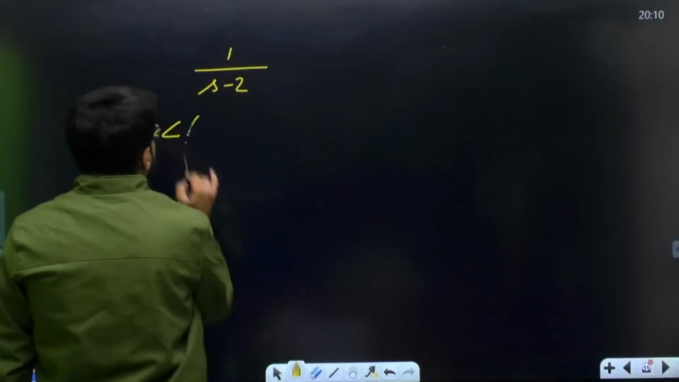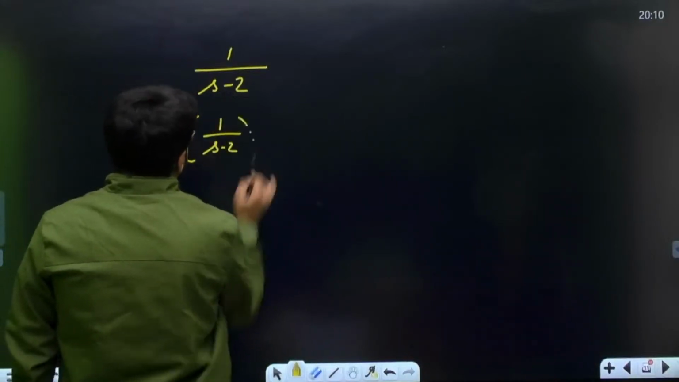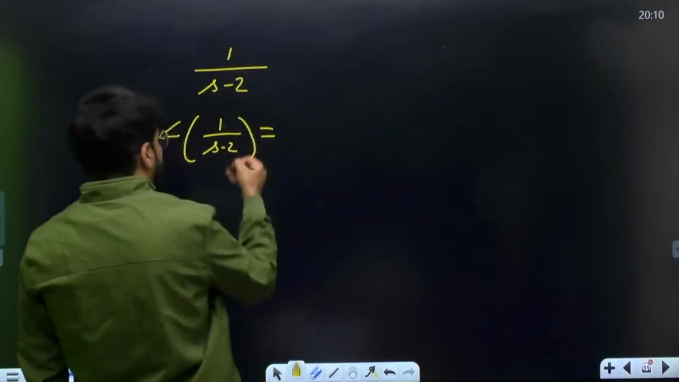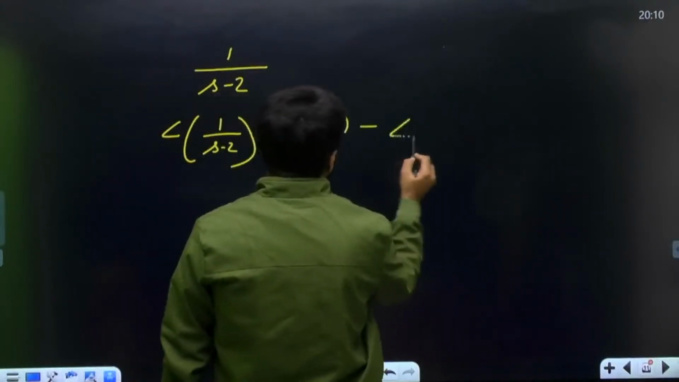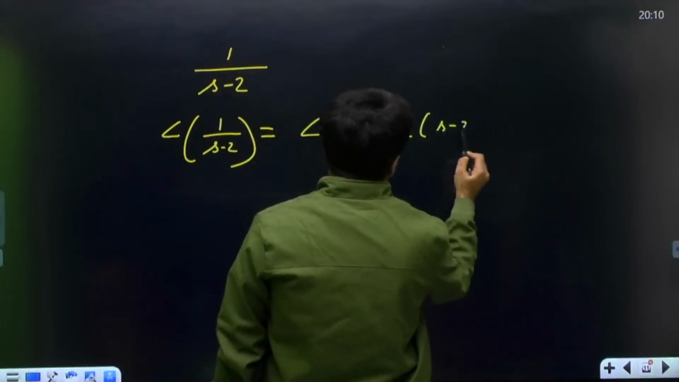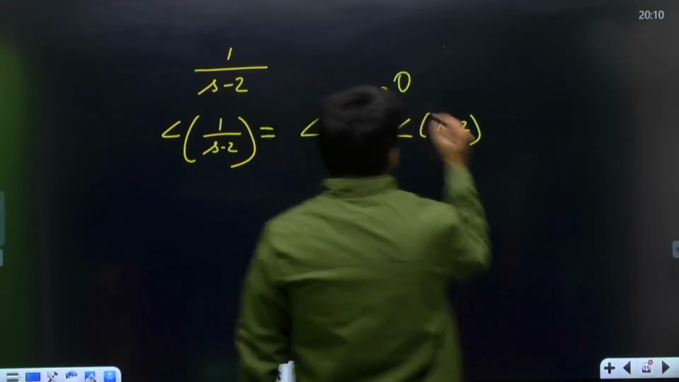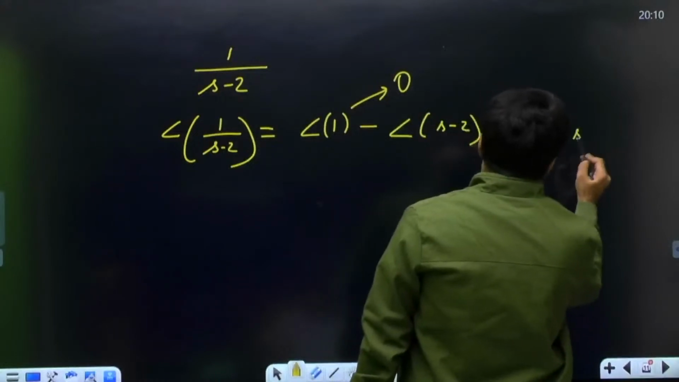So dear, what is the angle of 1 upon s minus 2? When two numbers are divided, the angles are subtracted. So 1 is a real, positive real number, with 0 angle, minus the angle of s minus 2. So this part is 0, and we get the negative of the angle of s minus 2.